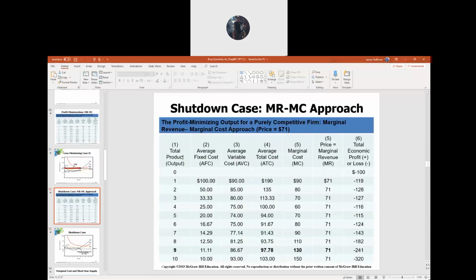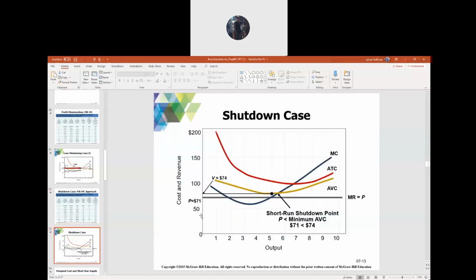So to see why, this is output. Here's the costs, marginal cost curve. Okay, for this firm, demand is set at a price of 71, so that's their marginal revenue.